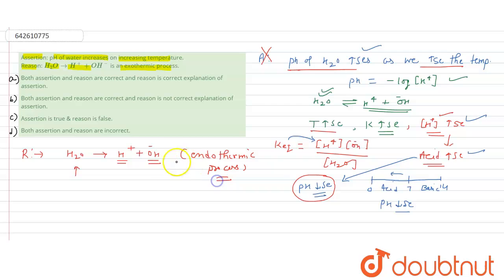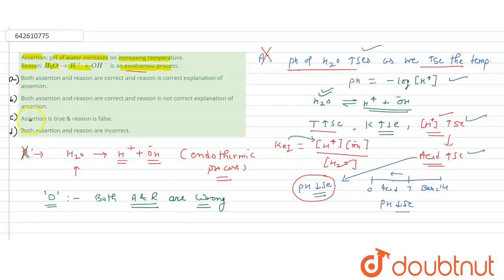In an endothermic process we have to supply energy, while in an exothermic process energy is evolved. But here we have to supply energy, so the reason is also wrong. In this way, both the assertion and the reason are wrong, so option D will be the right answer, where both assertion and reason are wrong.